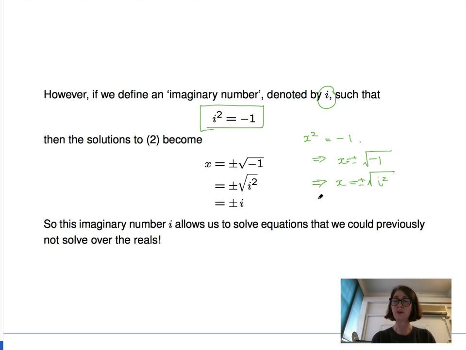And with this new imaginary number, that means that x is equal to plus or minus i. So one useful thing about an imaginary number is it allows us to solve equations that we couldn't previously solve when we were just thinking about real numbers.